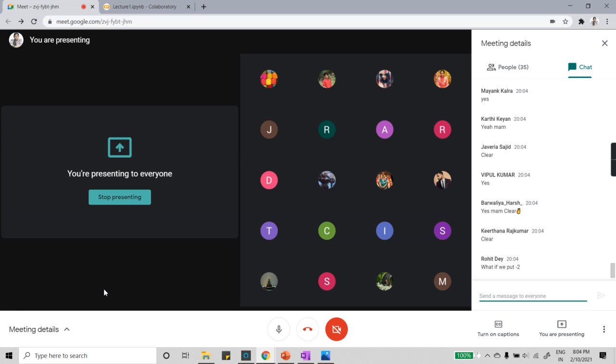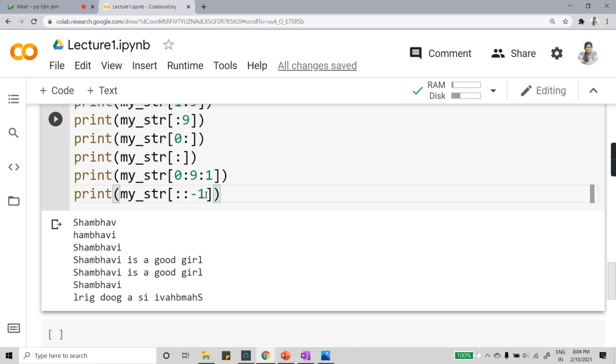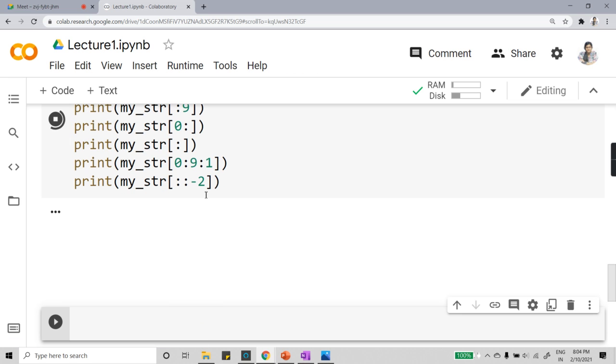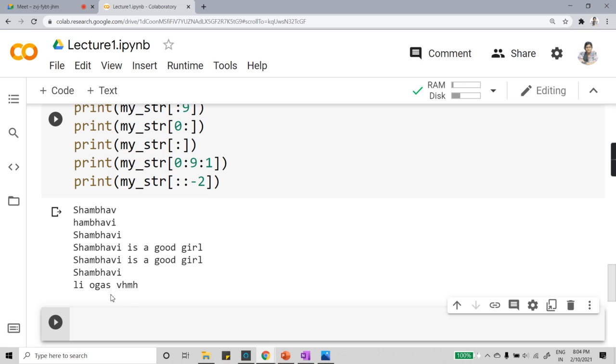Fine. What if we put -2, Rohit? Okay, just see. If I put -2, now have a look at what I would get. I would get my reversed string, but one character would be left. After every character, one character will not be present. Fine.